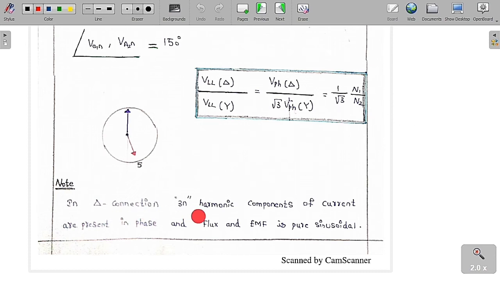In delta connection, 3rd harmonic components of currents are present. Always in delta connection, we are going to get only the 3n harmonic components, but not the 3n plus or minus 1 harmonic components. So if the phase current has 3n harmonic components, then definitely flux will never have the 3n harmonic components. So flux will be pure sinusoidal.